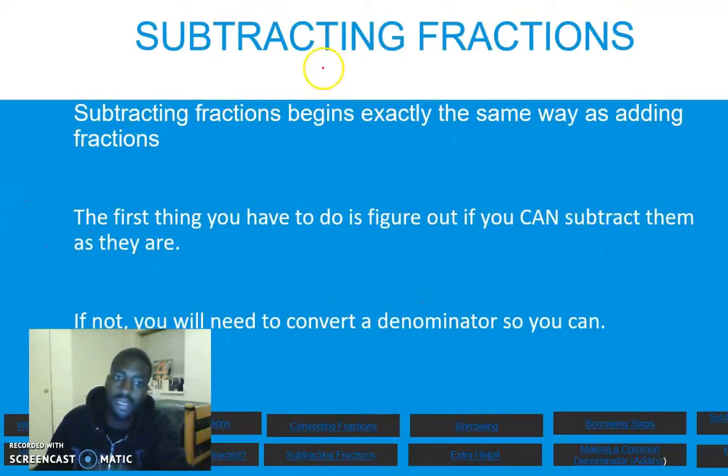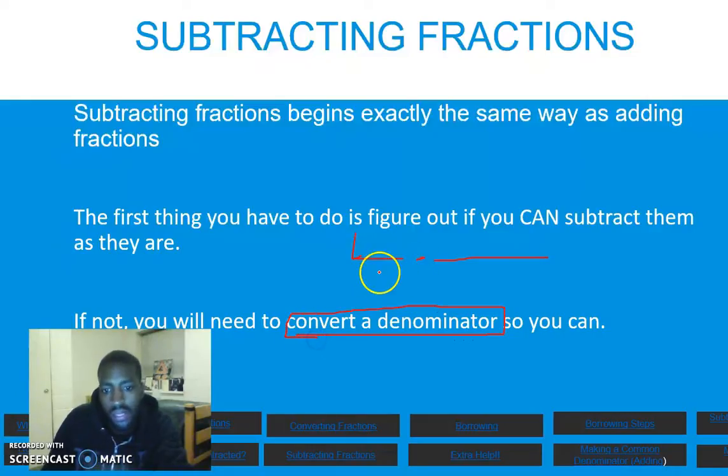So it says subtracting fractions. Subtraction begins exactly the same way as adding fractions. The first thing you have to do is figure out if you can subtract them as they are. What do I mean by as they are? That means the denominators have to match. So if you can't, you have to convert them like we did in addition.